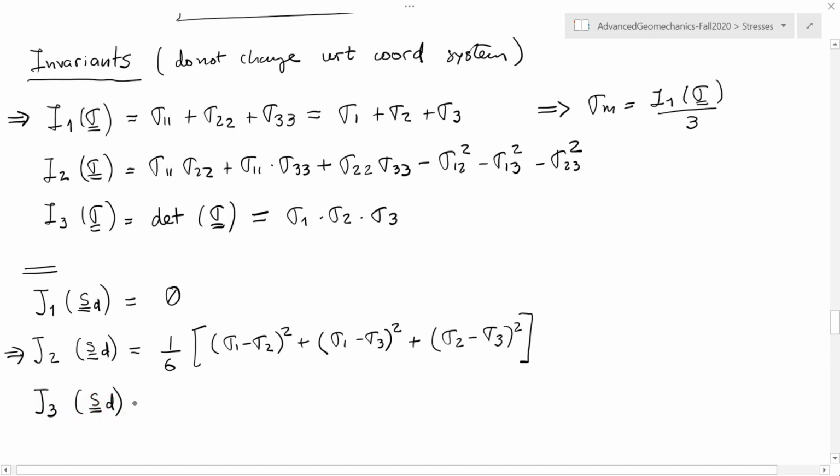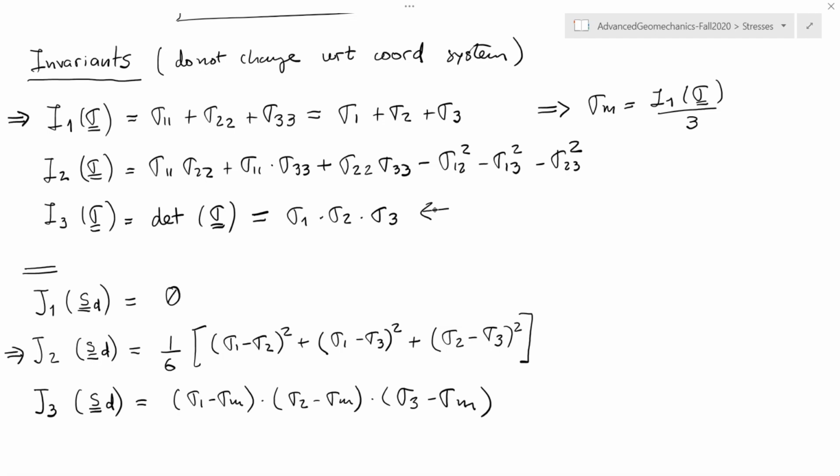The third invariant of the deviatoric stress tensor is, as we were saying, if we write this in terms of the principal stress coordinate system, the product of the elements in the diagonal. Later on, we're going to see that we'll also use the third invariant of the stress tensor. But for now, let's just leave it to I1 and J2.